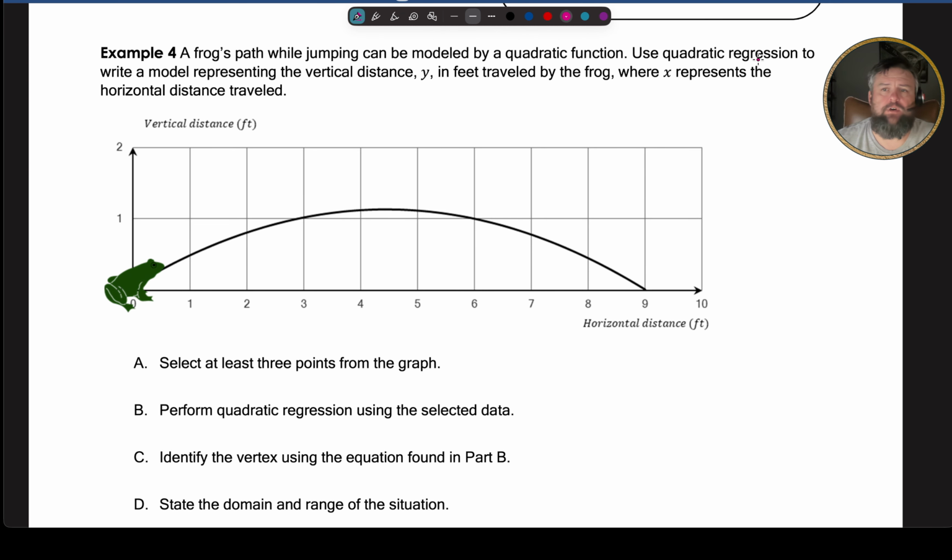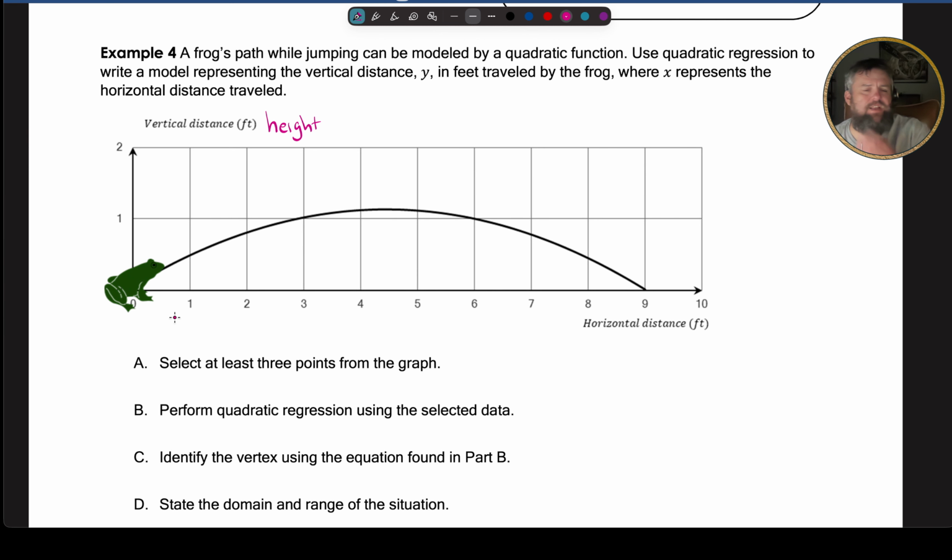We're going to use quadratic regression to write a model representing the vertical distance y, which is the height, in feet traveled by the frog, where x represents the horizontal distance traveled. So vertical distance is going to represent the height that it reaches when it jumps.